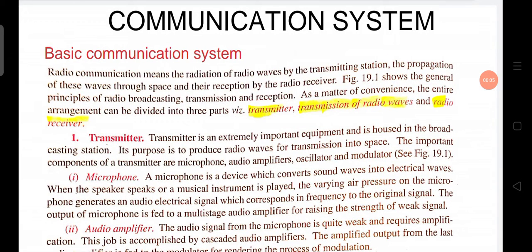Okay. In today's class, we are going to discuss your unit 3, which is communication system. So first of all, let us know what the basic communication system is. Communication means the process by which we send data from one end to another end.